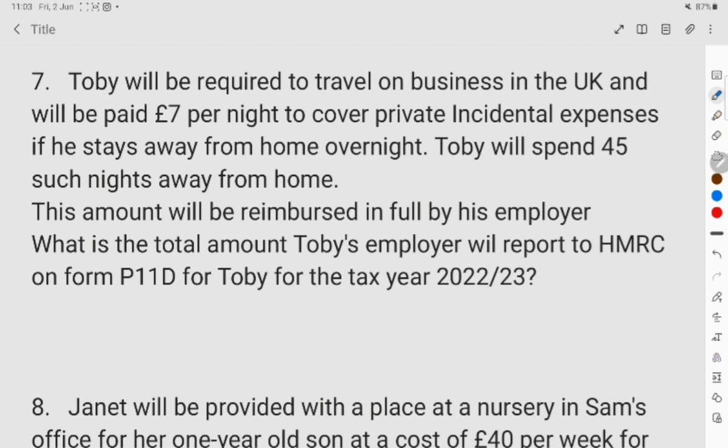22-23? So here you need to remember that the expenses up to £5 per night paid by the employer are said to be exempt. Remember the rule that if an employee is traveling or staying out in the UK but not in his home city, then for his private incidental expenses, if his employer has paid him £5 per night, it is said to be exempt.